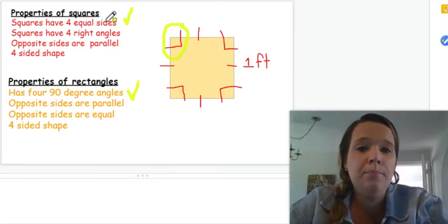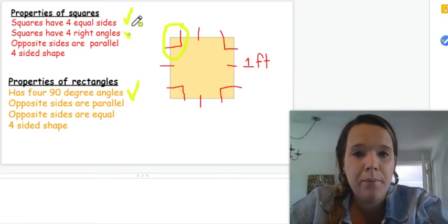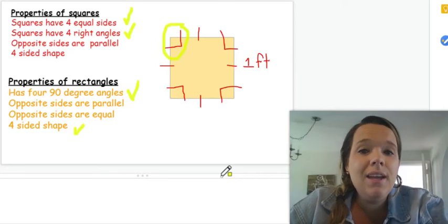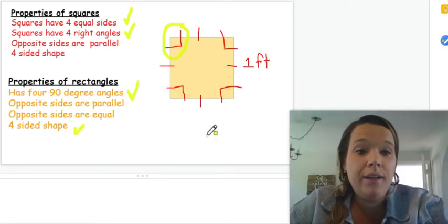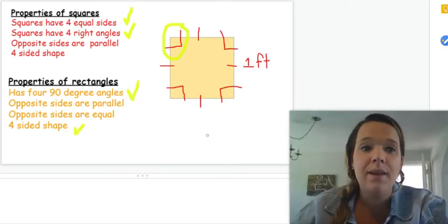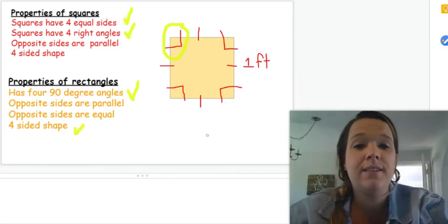Now, 4 equal sides, 4 right angles. Sorry, I want to make sure I'm checking off the right thing. 4-sided shape. Okay. Now, here is where we are going to veer off and have to make a definitive decision if it's a square or rectangle.